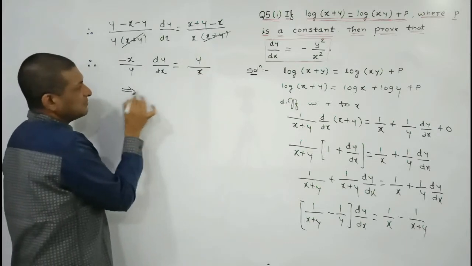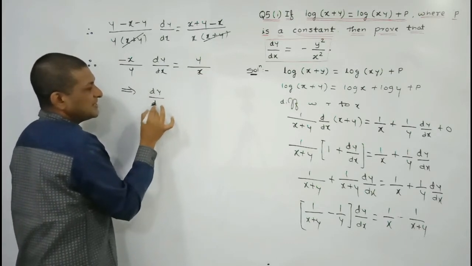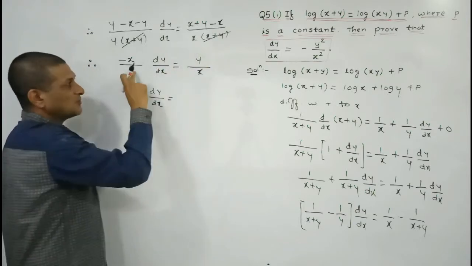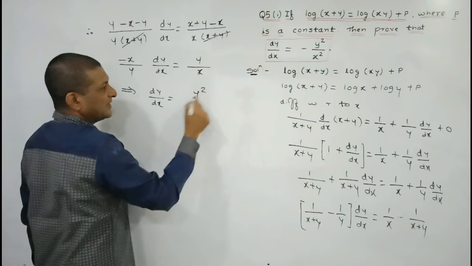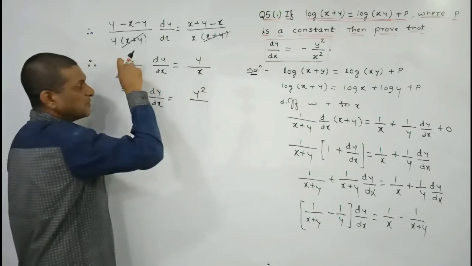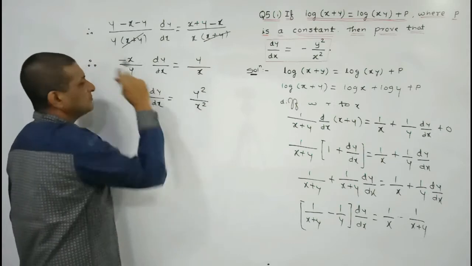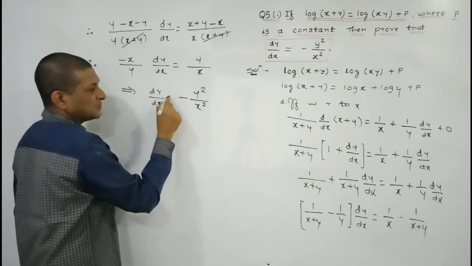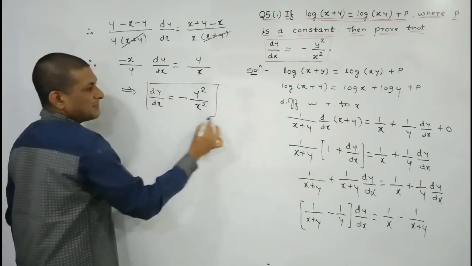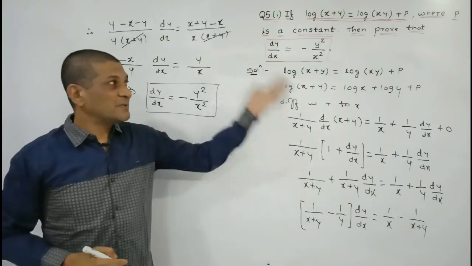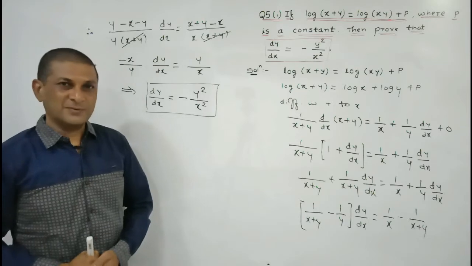So this implies that dy upon dx will be equal to, now y will get multiplied on this side, so y into y will become y square. x will get divided, each side multiply here, divided there, so x into x will become x square, and keep this minus as it is. Means in this way we have shown that value of dy by dx is equal to minus y square upon x square, which is nothing but our required value.